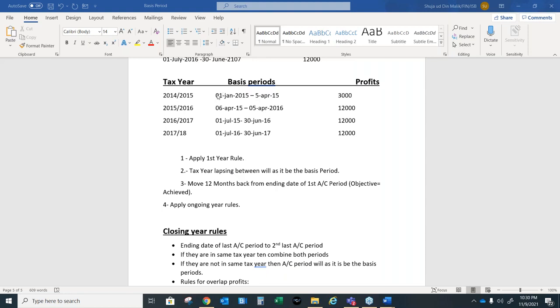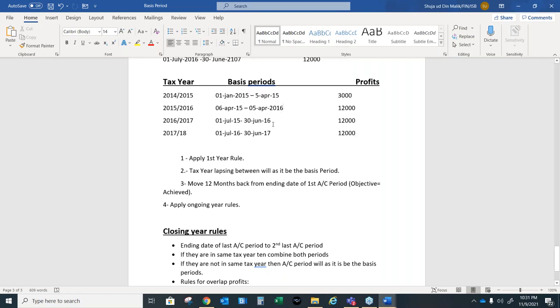Please look at the basis periods again. When you come from 1st January 15 till 5th April 15, there are no overlap profits, okay? Since this is the first tax year. Now, okay, Fawad, you have changed from 7,000 to 9,000. Okay, we will be explaining it now. When you ended the first tax year at 5th April 15, you move to 6th April 15 till 5th April 16. There are no overlap profits till now.